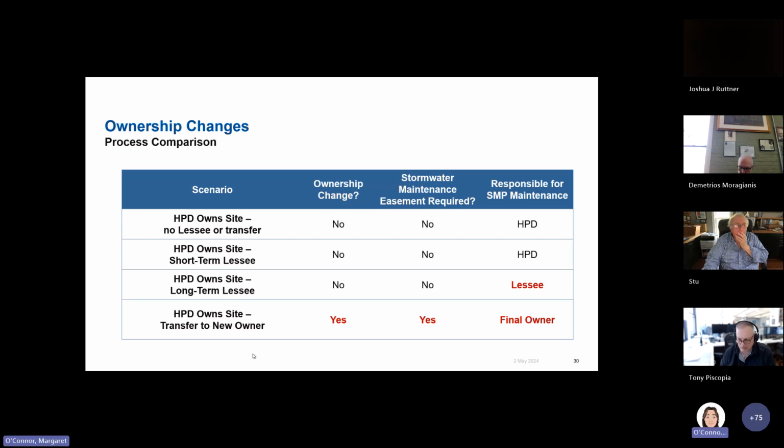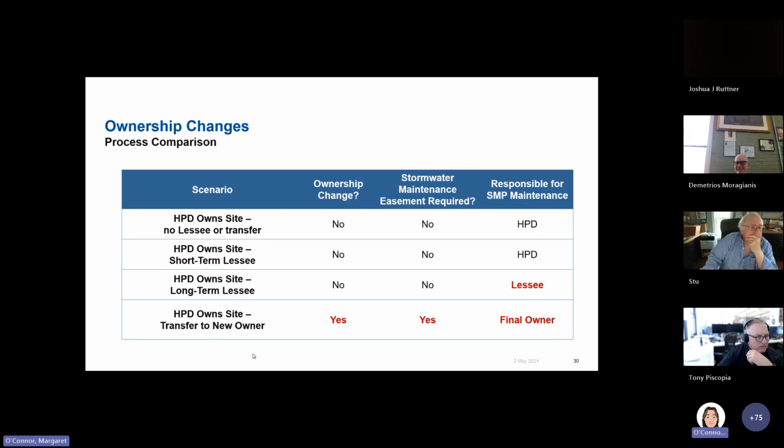This is always the case. In this case, it would be HPD. In the case where HPD owns the site, but they have a long-term lease, a 99-year lease is what I keep hearing about. It doesn't seem so long-term, I think, to everybody, but it's not forever, is what I'm trying to say.